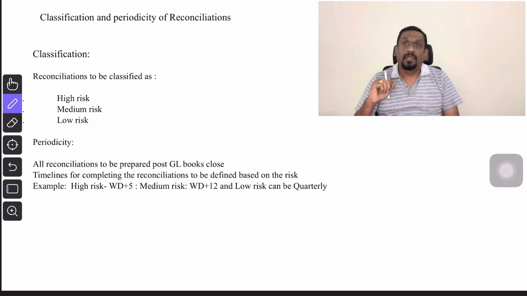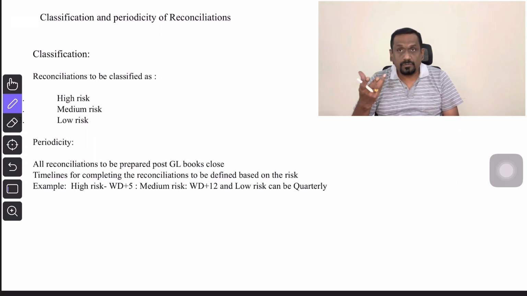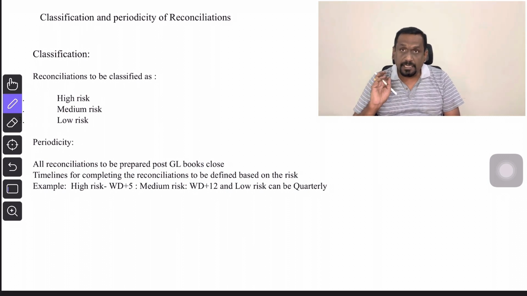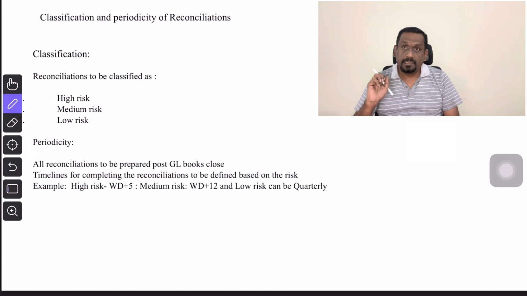If there are 200 accounts or 300 accounts to be completed within 2 days, which practically may not be possible, right? You need to think how many staff I have, how many reconciliations I need to complete within 2 days, whether the timelines decided in the reconciliation policy are appropriate or not, and decide the day when you are expecting these high risk reconciliations to be completed. So forget about all those things.